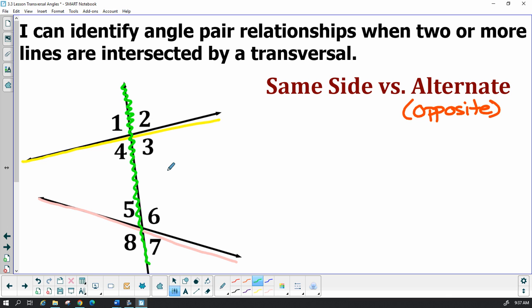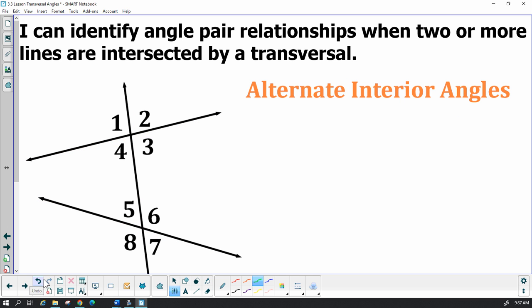So we're going to be combining these two ideas, interior, exterior, and same side, alternate, to create special angle pair relationships. The first one would be alternate interior angles. So right now we are working with the inside of our picture.